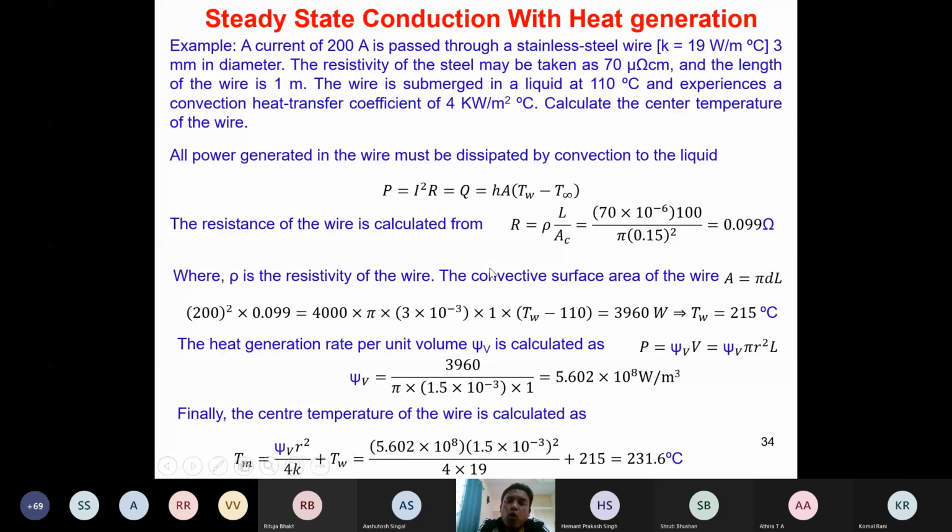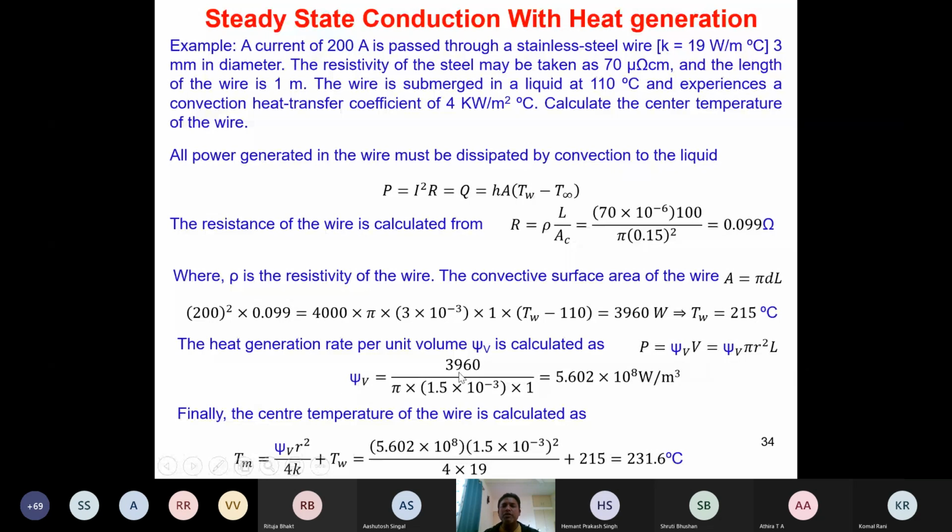Again, we wanted to calculate the volumetric rate of heat generation. Remember this Q we have already calculated, which is 3960. Here the heat is not coming in, the heat is only generated, so whatever is the Q, that is all the heat generated. This Q divided by the volume of the wire will directly give me the volumetric rate of heat generation. So this Q is given as psi V into V, and I can directly obtain psi V.